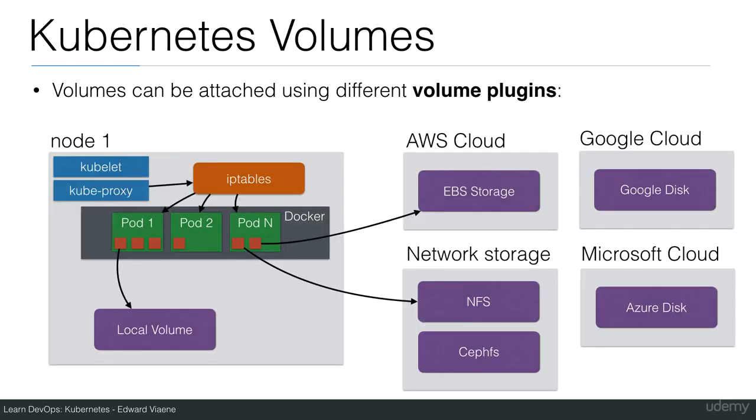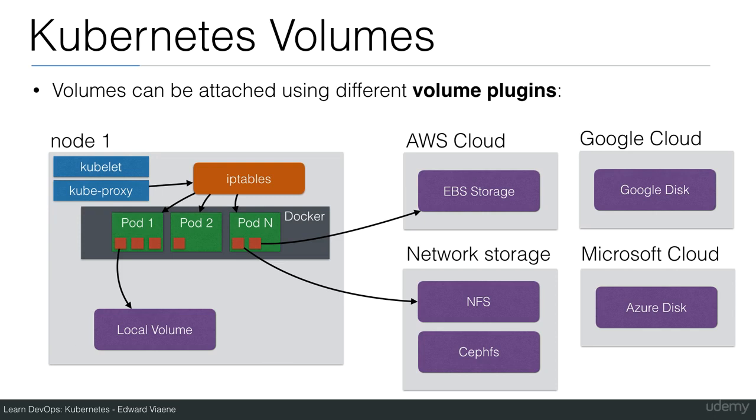Volumes can be attached using different volume plugins. Here you have an overview of the different plugins. On the left, we have our node with a couple of pods on. And the containers in the pod can then be used to attach a volume to. Let's say, for instance, pod 1 has a local volume attached to it, so that data can be saved on node 1 and then can be attached to another pod on the same node.